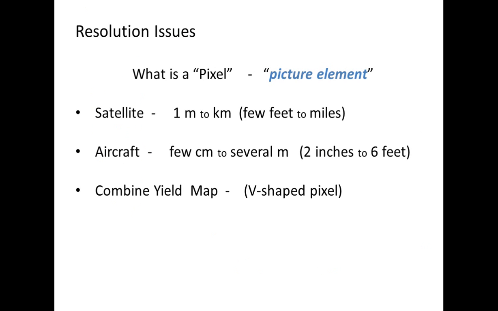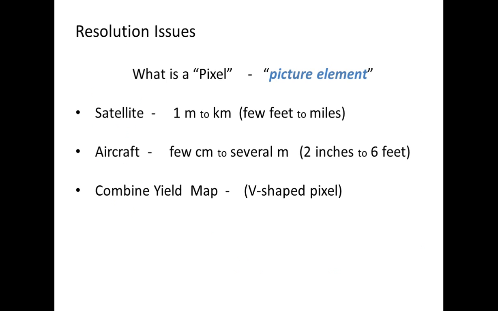A little bit about the spatial resolution now. A pixel is basically defined as a picture element. With a satellite, the resolution can be 1 meter up to several kilometers. With aircraft, a few centimeters up to several meters. And here we are with our combine yield monitor. I say here it's a V-shaped pixel.